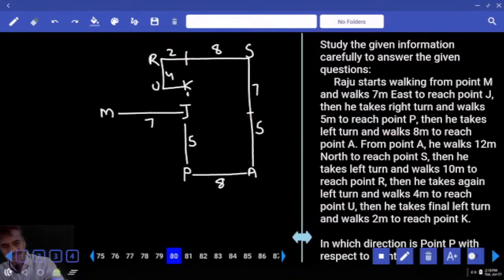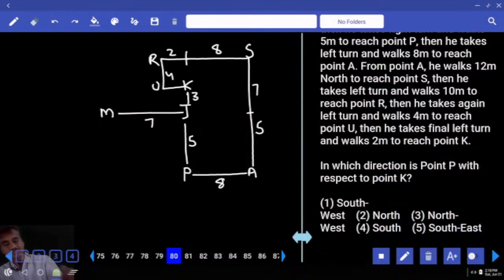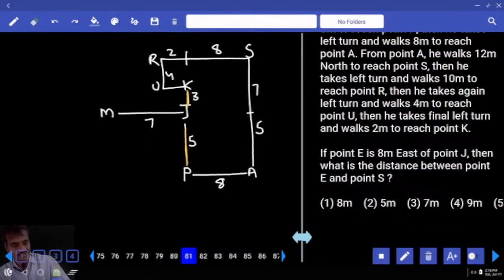Now the distance between K and J. How much is that? 3 is the distance. Now, in which direction is P with respect to K? P with respect to K, P is to the south of K. So south of K is the choice for question number 18.